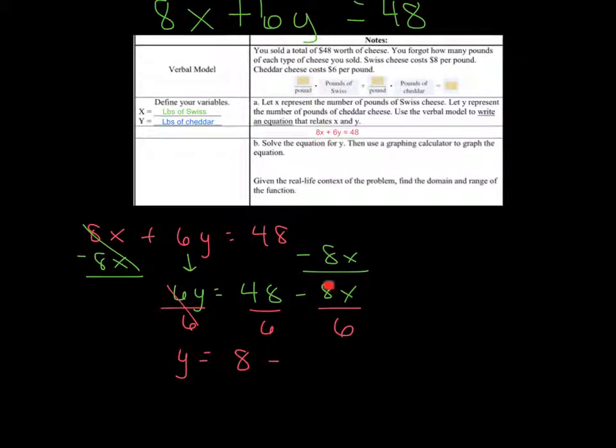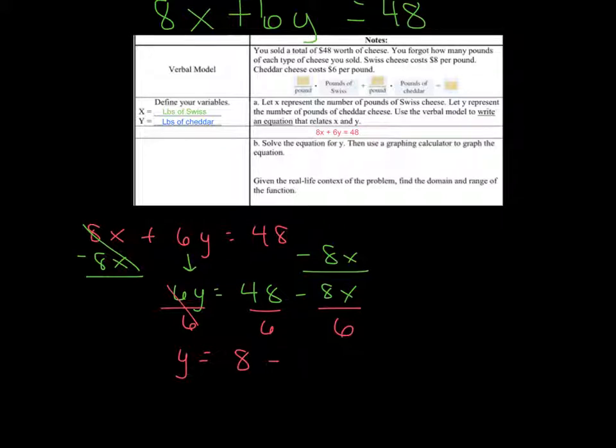Some of you are still really struggling with your fractions, and I showed you how to use your calculator to help you. You could do 8 divided by 6 in your calculator. When you do that, you get 1.33333, so 1.3 repeating.